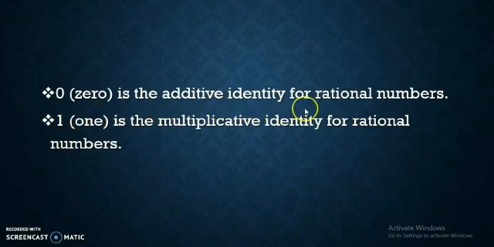0 is the additive identity for rational numbers. Since adding 0 to any rational number does not change the number, that is why 0 is the additive identity for rational numbers. 1 is the multiplicative identity for rational numbers because 1 helps the number to retain its identity.